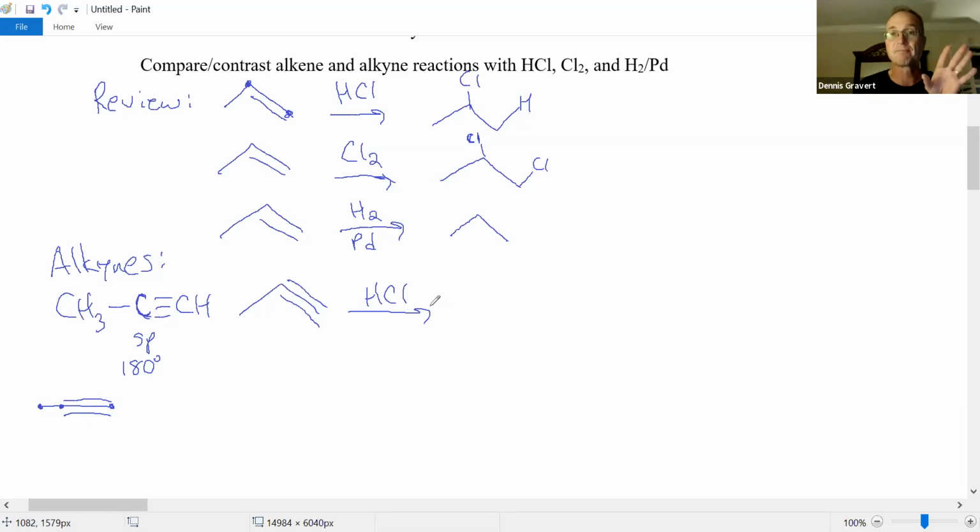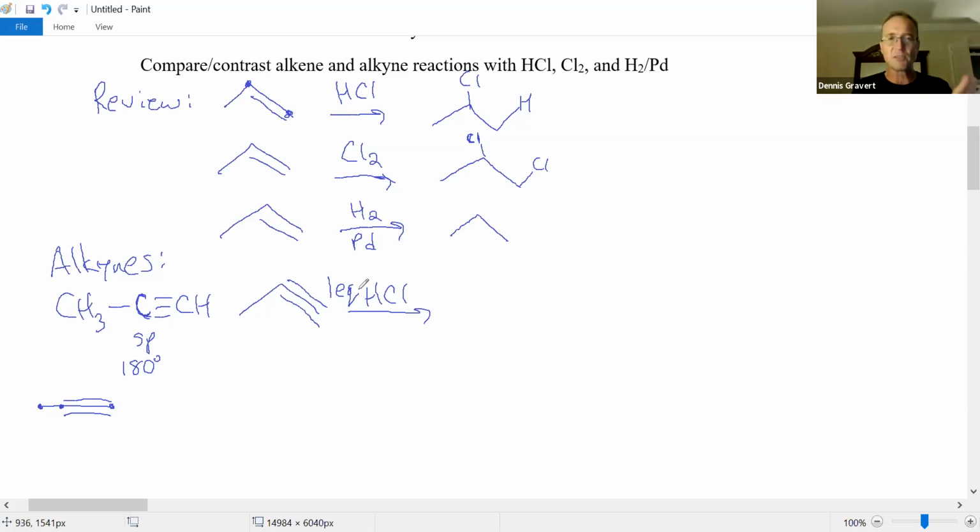But what if you have half a mole? Well, then you need half a mole of HCl. What if you have 10 moles of the alkyne? Well, then you need 10 moles of HCl. Okay, so instead of saying 1 mole and being really specific, most chemists will say 1 EQ, 1 equivalent. Maybe you saw that unit back in general chemistry.